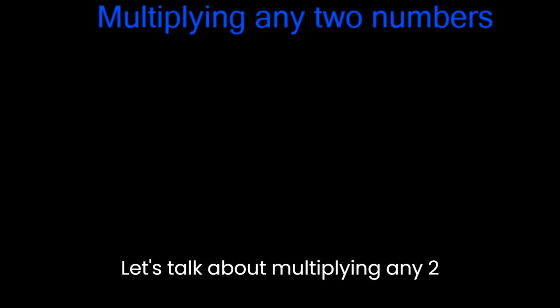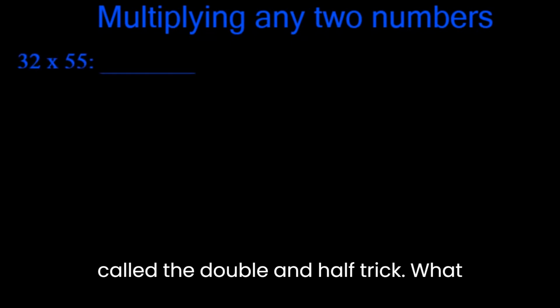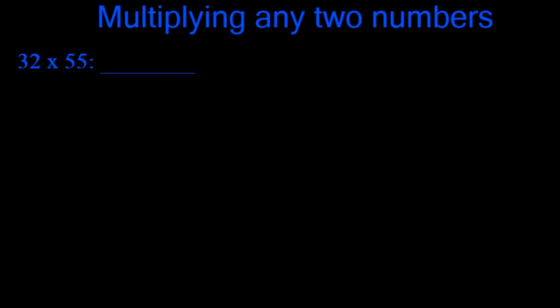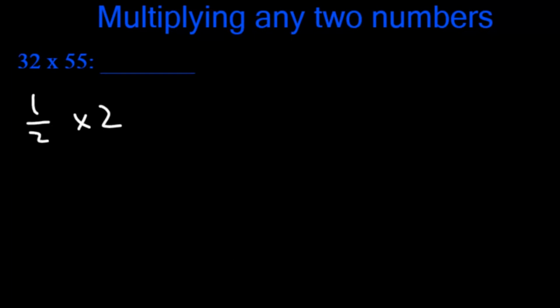Let's talk about multiplying any two numbers. Now, this trick is also called the double and half trick. What we're going to do is we're going to half one of the numbers and double the other one. So we're basically just going to half one of them and double the other one.